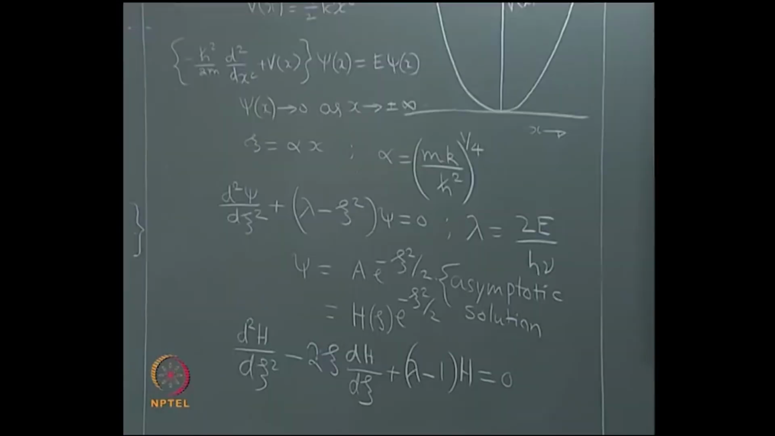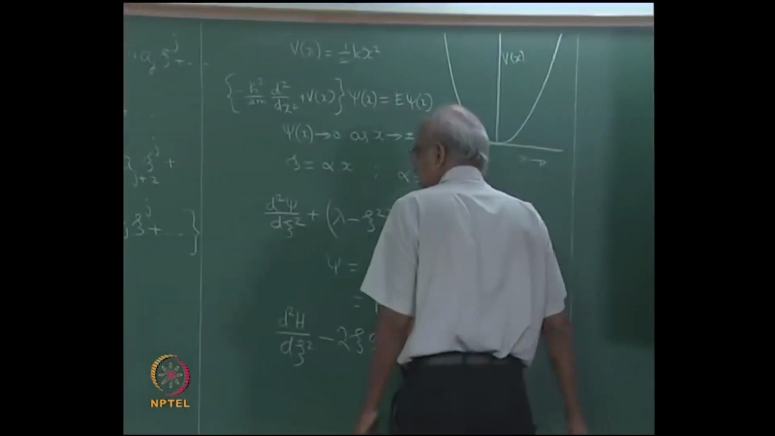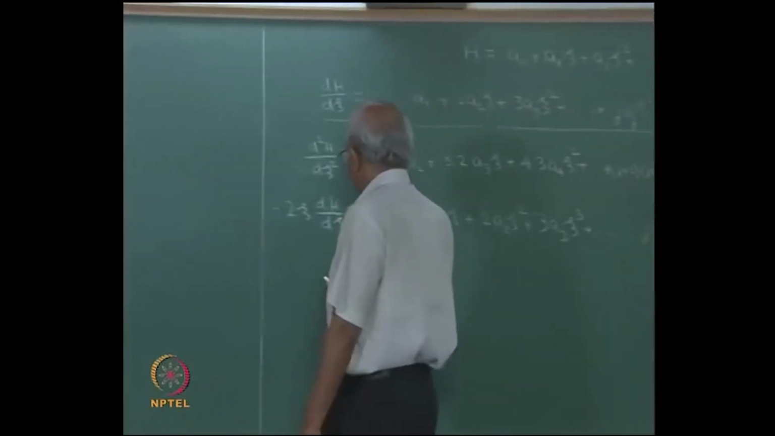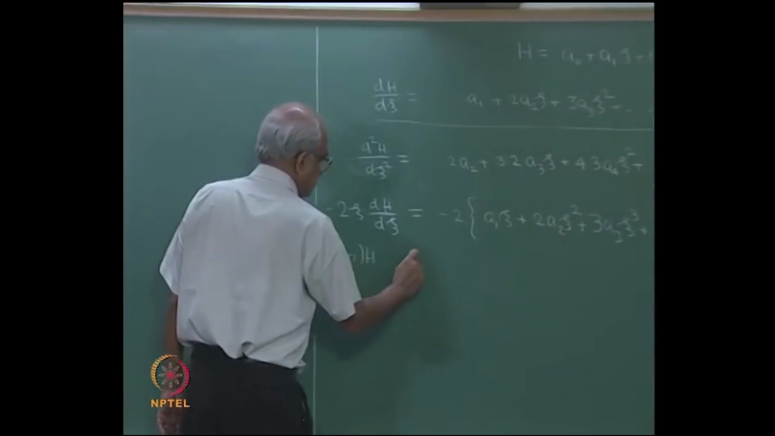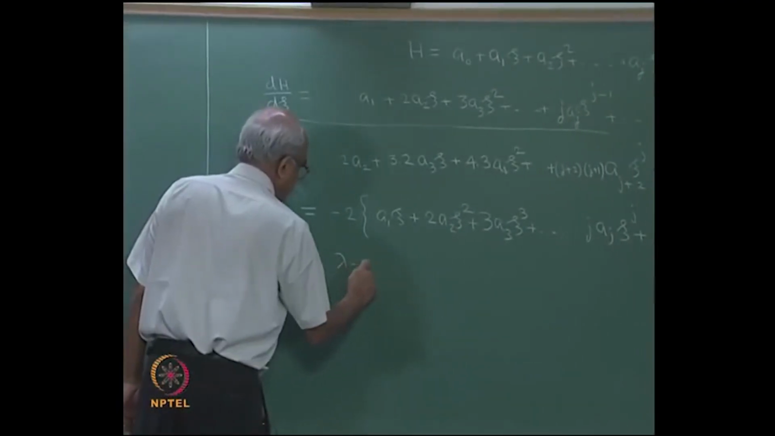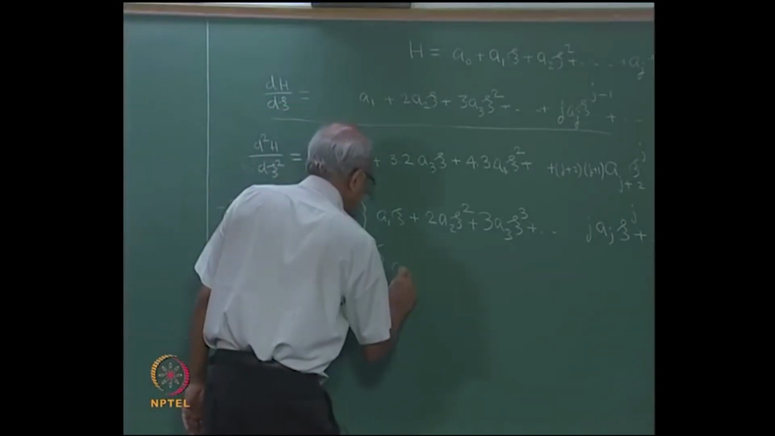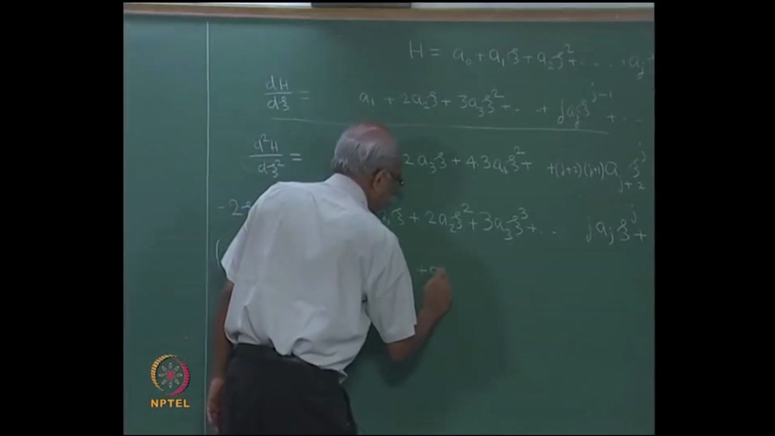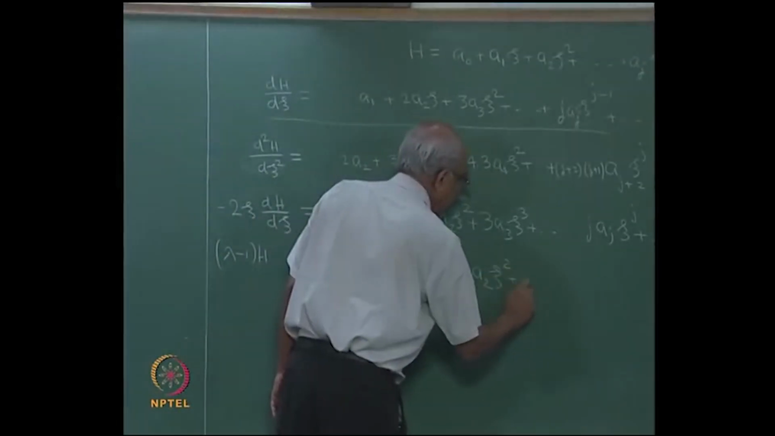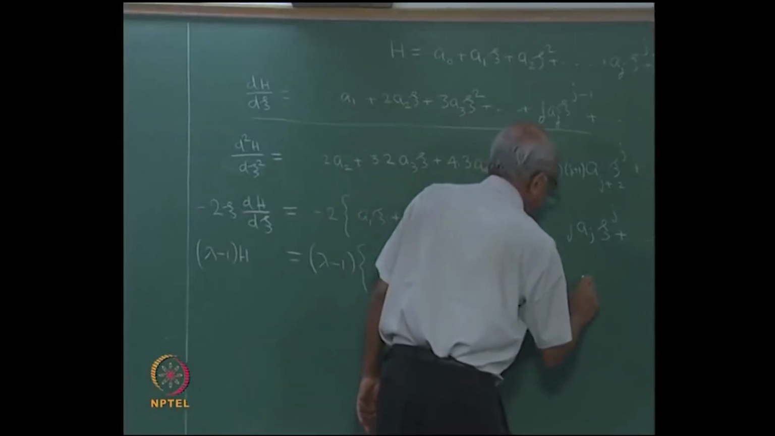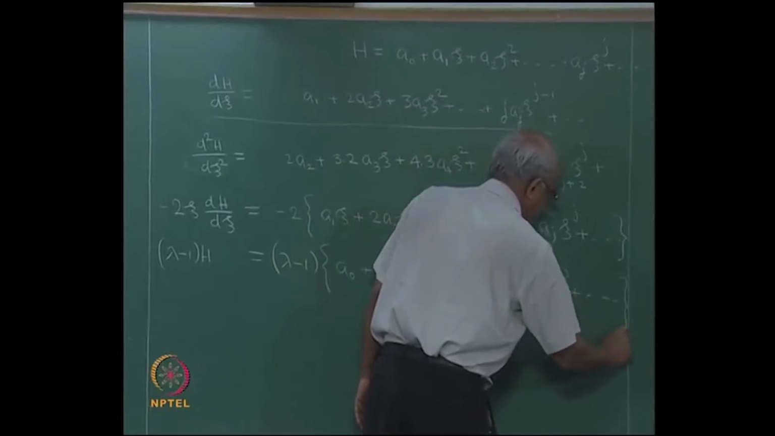Right, and then the last term in the differential equation is lambda minus 1 h. So, I will just write lambda minus 1 into h, which will be equal to lambda minus 1, which I will leave outside a bracket, and then simply write h. What is h? a0 plus a1 c plus a2 c square plus etc. until aj c to the power of j plus etc. goes to infinity.